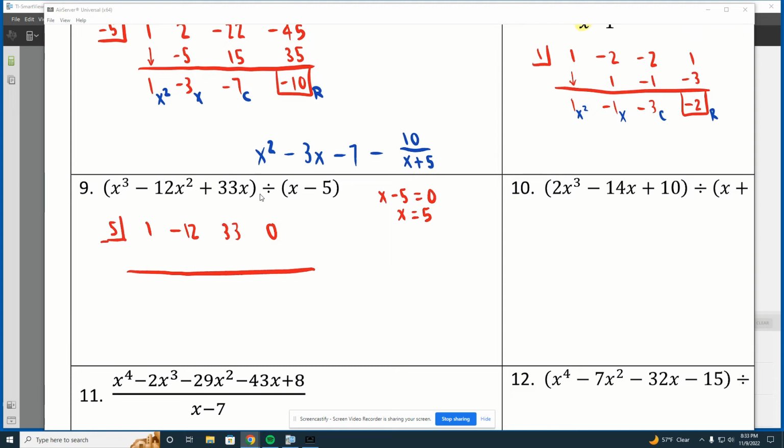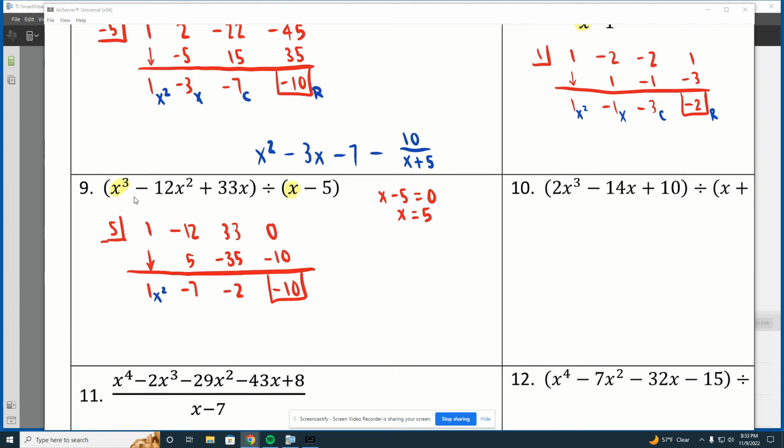So here we go. We're going to bring down the 1 and multiply, combine. Multiply, combine. 5 times 1, 5. 5 minus 12, -7. 5 times -7, -35. 33 minus 35, -2. 5 times -2, -10. 0 minus 10, -10.